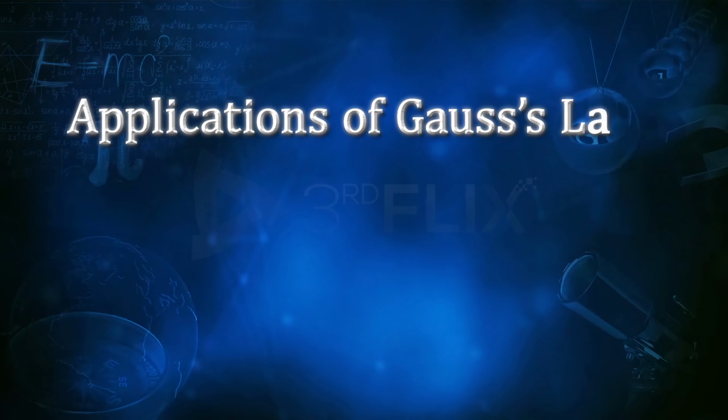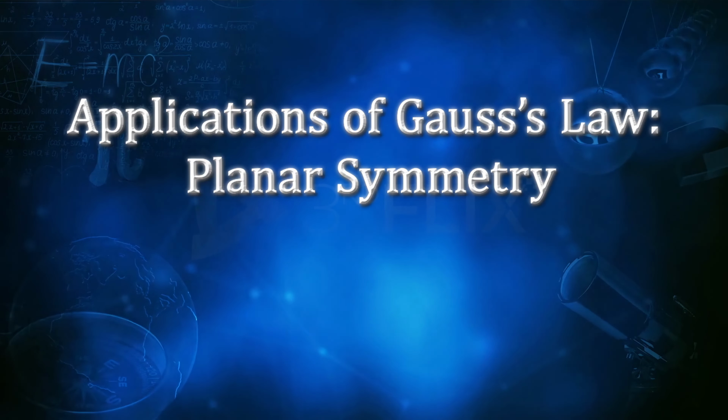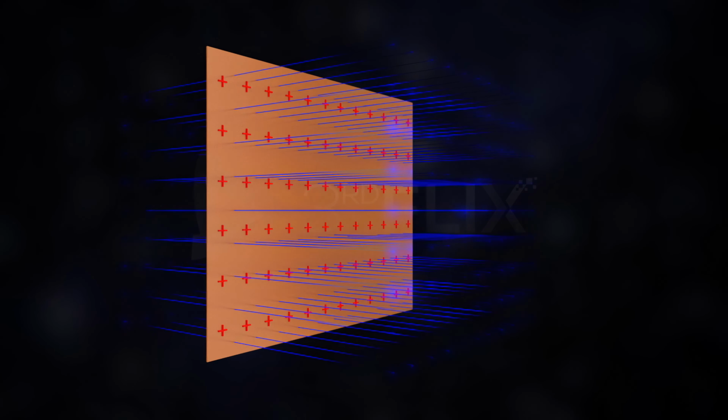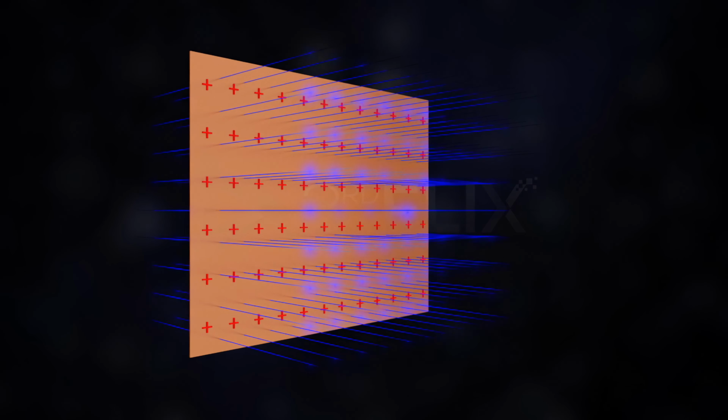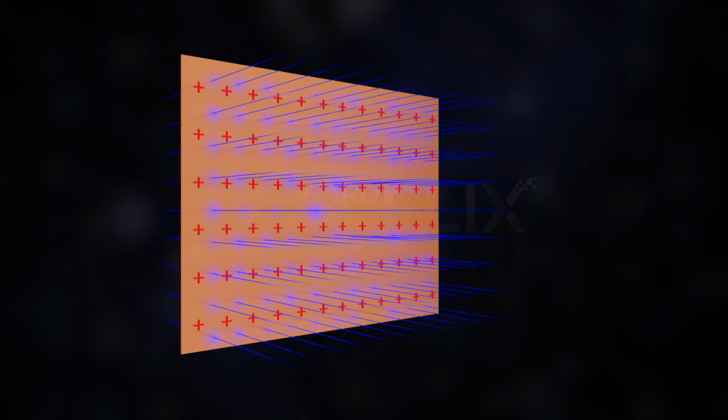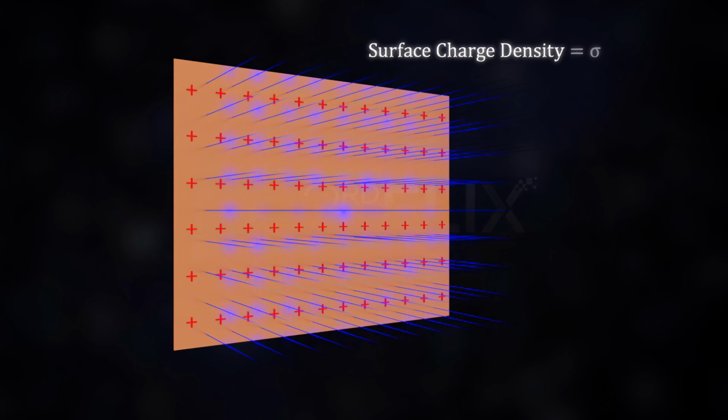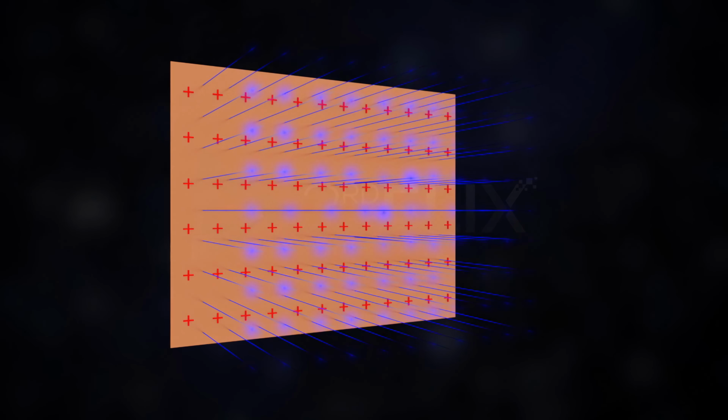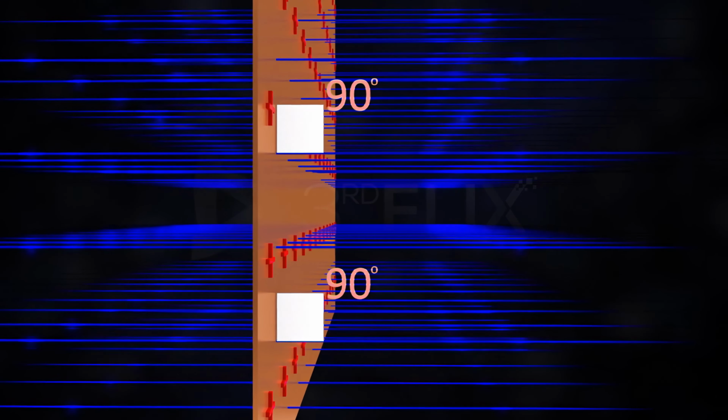Applications of Gauss's law. Planar symmetry. Electric field due to a charged infinite sheet. Consider an infinite plane sheet with surface charge density sigma. Symmetry indicates that the direction of electric field must be perpendicular to the plane.